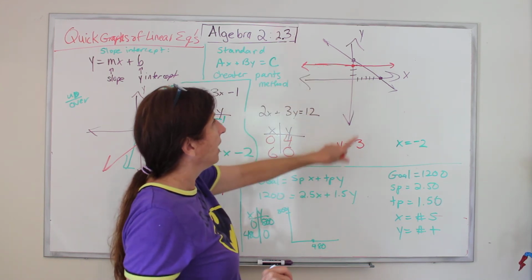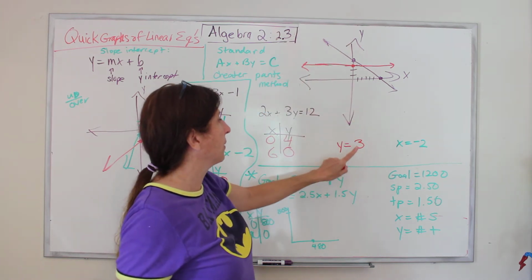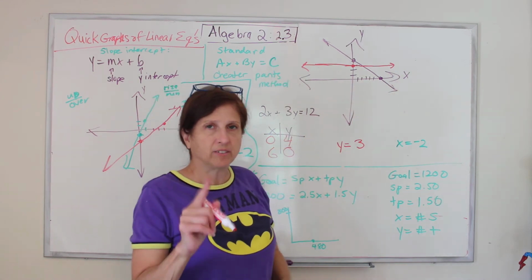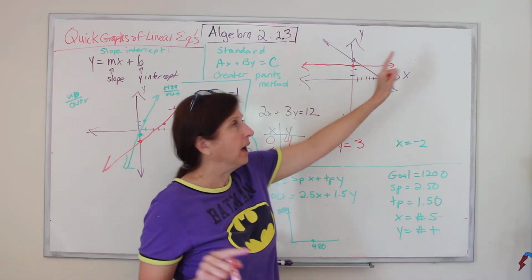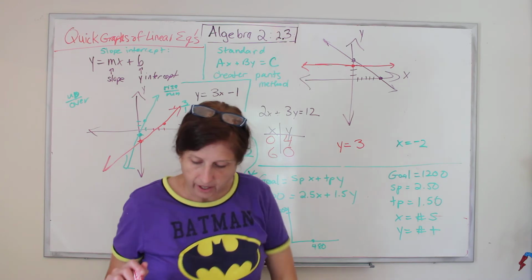Why is it confusing? Because the y-axis is vertical, but the line y equals 3 is horizontal. So you have to say it to yourself firmly, no matter what. X can go up or x can go down, but y equals 3. And I threw my pen lid.